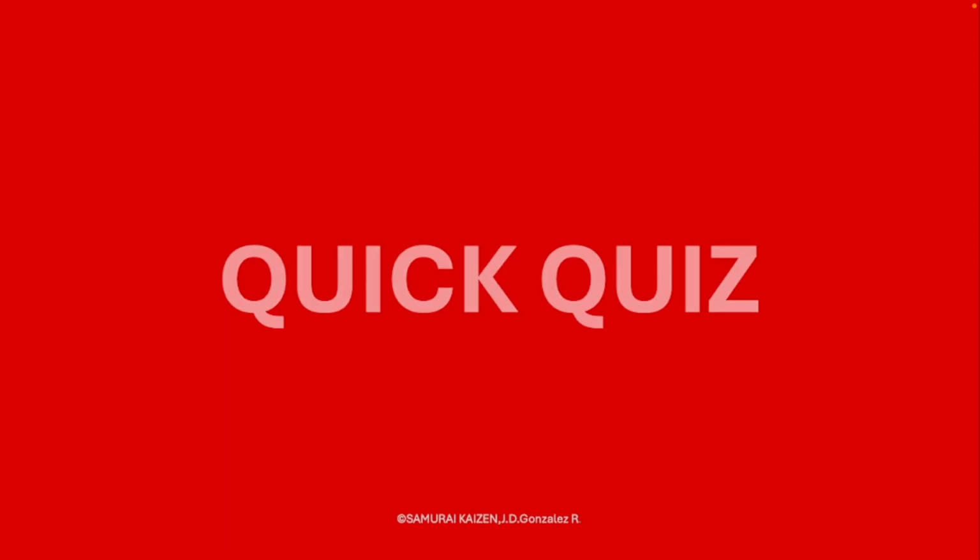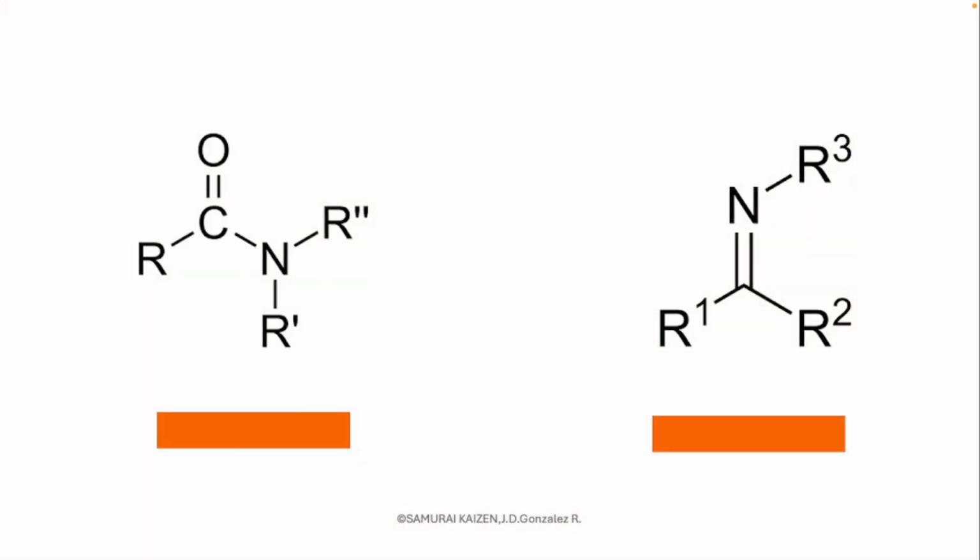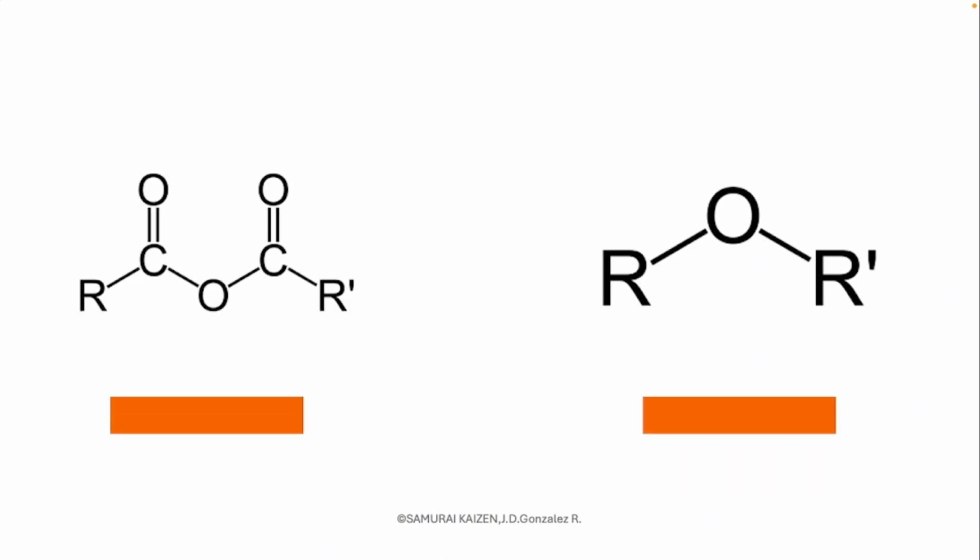Quick quiz. Okay, try to remember what we saw throughout this class, and tell me, what are these functional groups called? These are the answers: amide, and amine. Next, once again, remember the class we just had today and tell me which are the functional groups. These are the answers: anhydride, and ether.